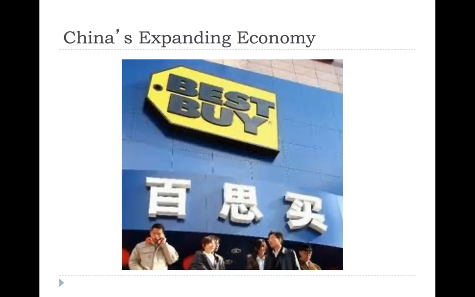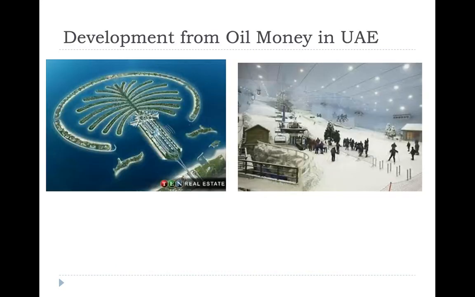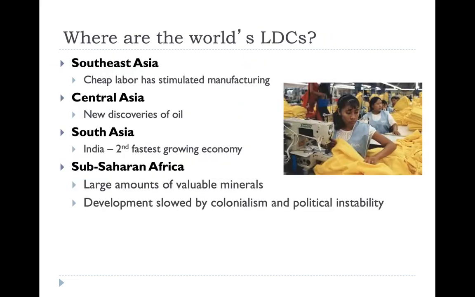China's economy is expanding rapidly thanks to outsourcing. A lot of American companies have moved their product development or their resources to China. Their products are built there and then shipped to the United States to be sold. And then the United Arab Emirates is spending a lot of their oil money on development. On the left, you have a man-made island, and on the right, you have an indoor ski park in the middle of the desert.